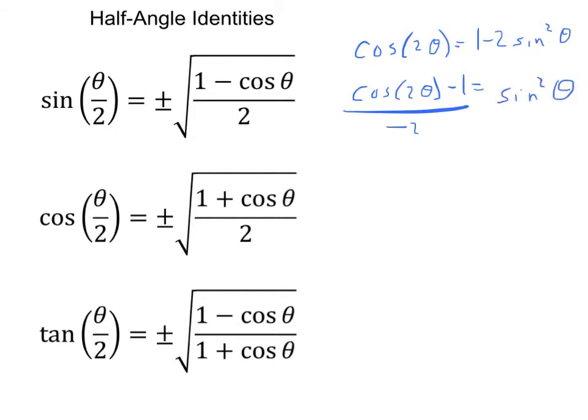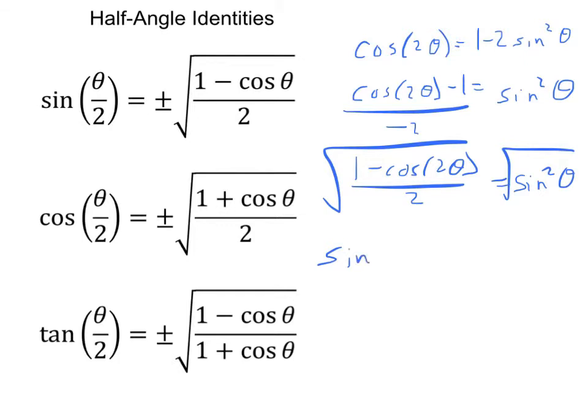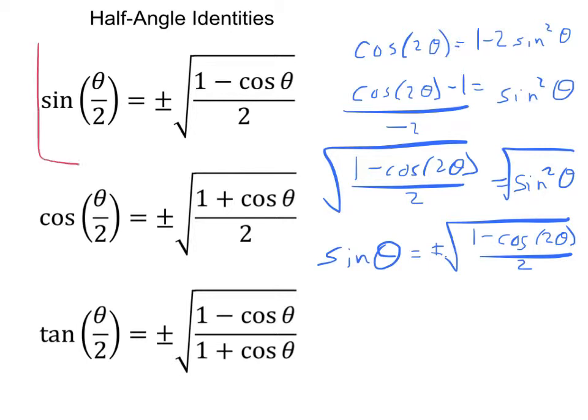That left side is kind of messy, so I'm going to reorganize that. I'm going to make it 1 minus cosine 2 theta all over 2. I just switched the order at the top and factored the negative at the bottom. This gives me sine squared theta, and then I can just square root both sides, and I end up with sine theta equals plus or minus the square root of 1 minus cosine 2 theta all over 2. The question is, do you see what I want you to see? To me, this is the same as this.